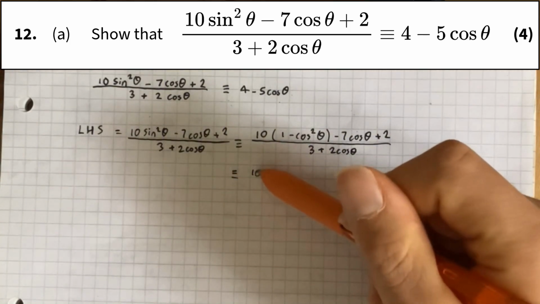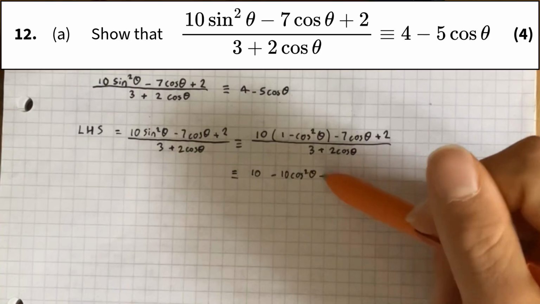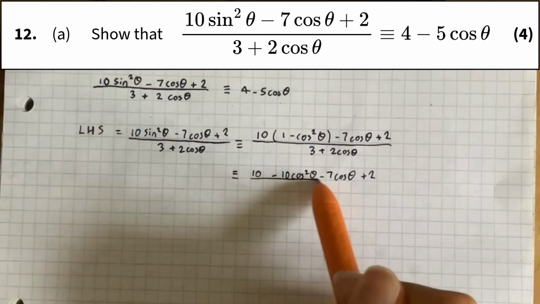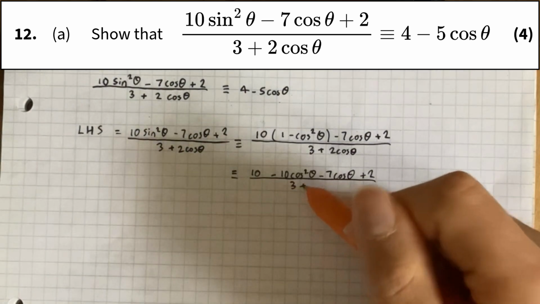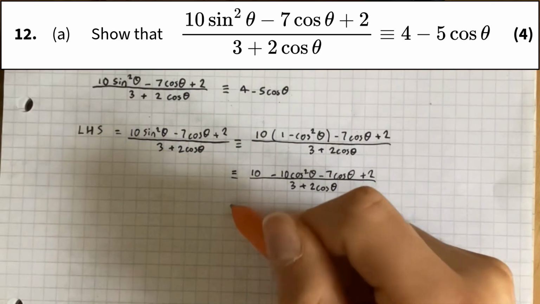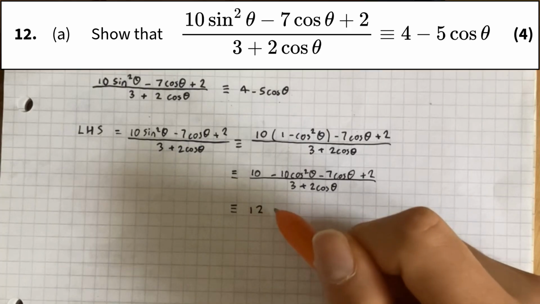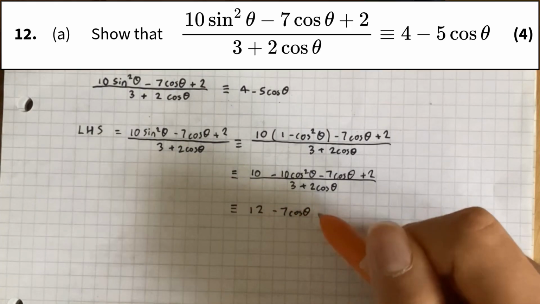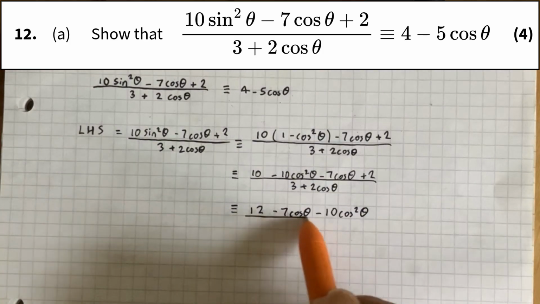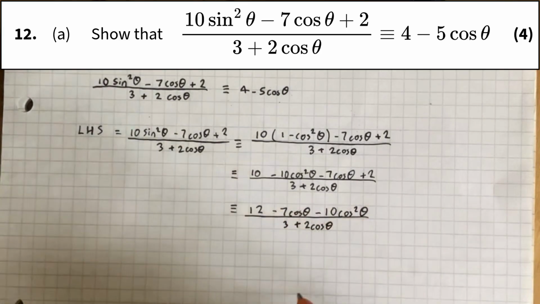Next step, I can just times this out. So I'll get 10 minus 10 cos squared theta, and then everything else is simply just the same. Next, I'm just going to add the 10 and the 2 to get 12. Everything else is the same, but I'm going to change the order because then that will help me factorize it. And this is still over the same denominator.